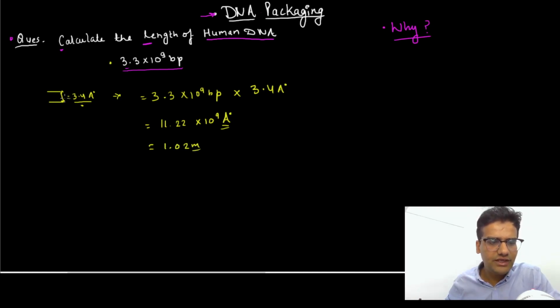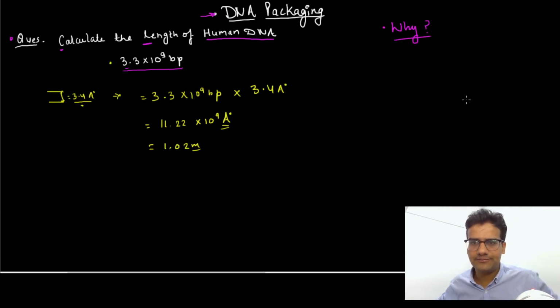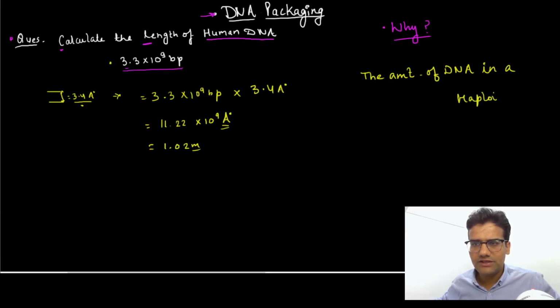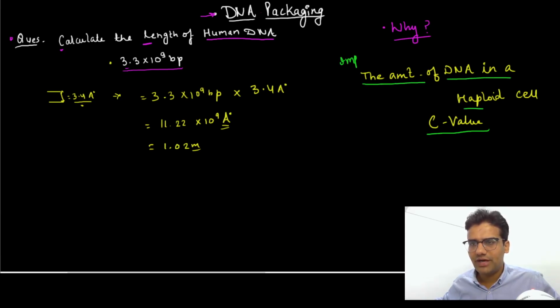And this is the length of the DNA in a haploid cell, because this amount of DNA is present in a haploid cell. The amount of DNA present in a haploid cell is what we call the C value. This is very important, so please note it down. This is very important for your examination. What is C value? C value is the amount of DNA present in your haploid cell.